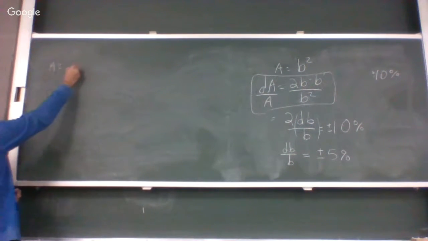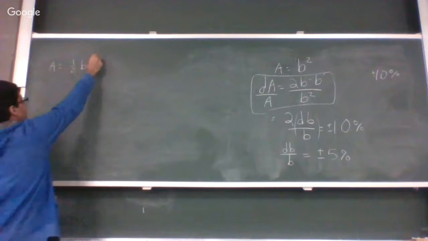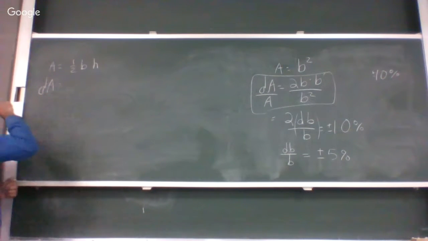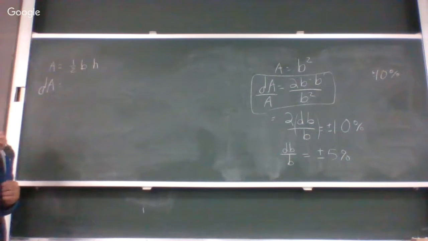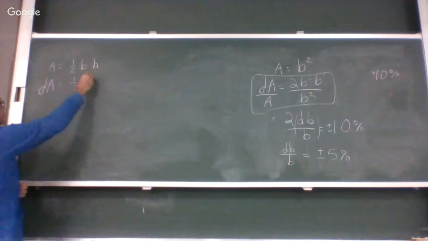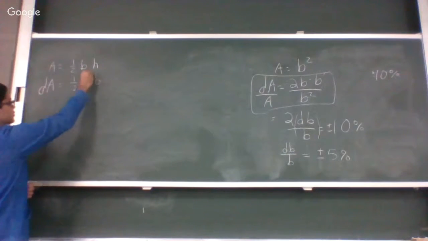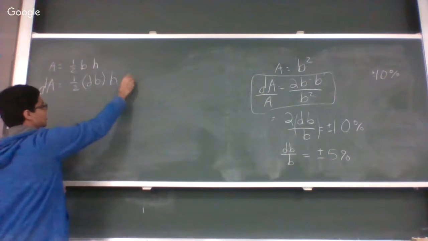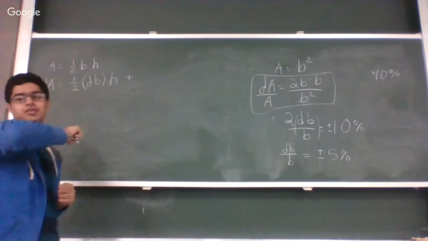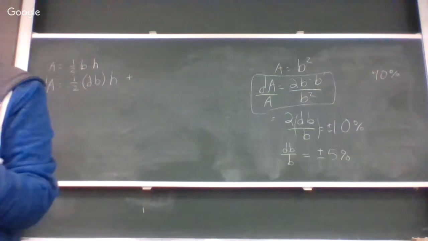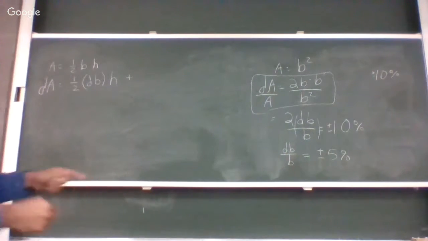So the area of a triangle is 1/2 base times height. What would the dA be? Now we have dB times H plus, I'm going to call it, H dB.